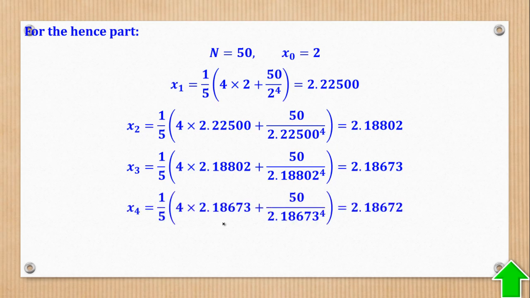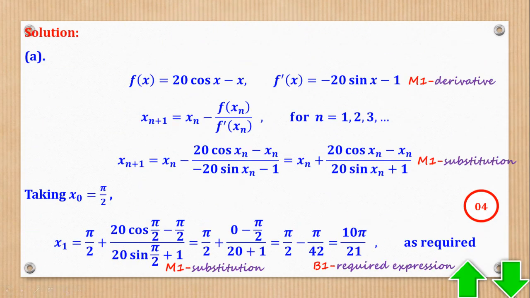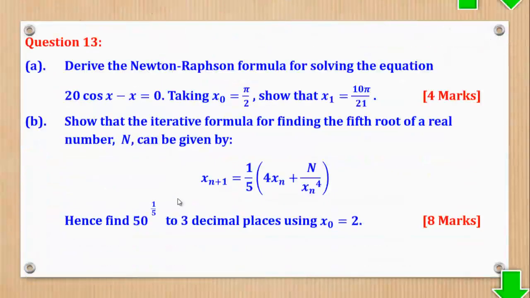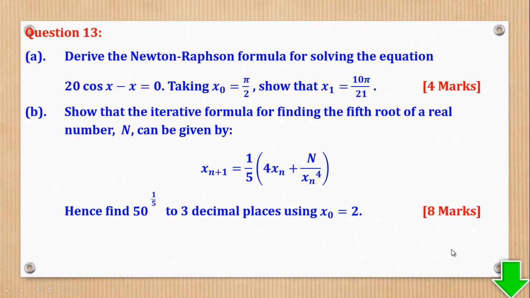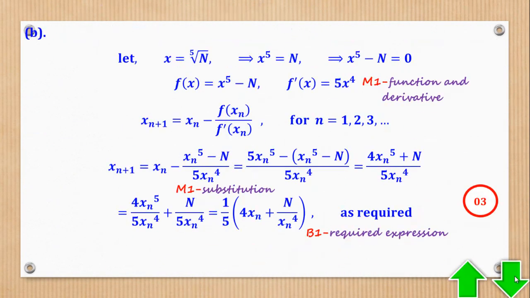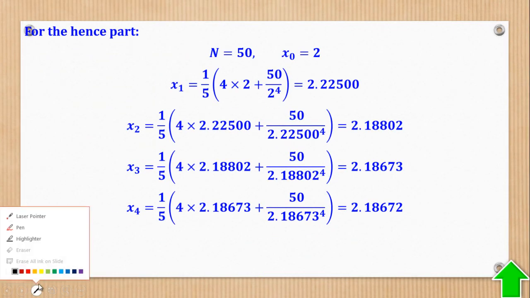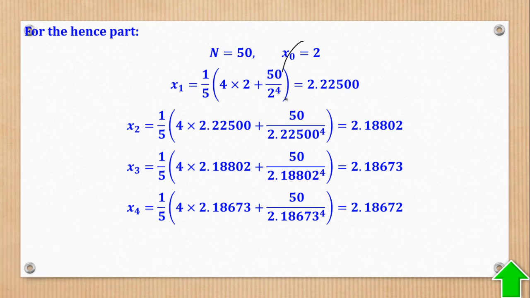Now, how do you know that I should stop here? You keep on rounding. They wanted, let me see the question. The question wanted 3 decimal places. So that means that after every successive value, you compare 3 decimal places. Here it is 2.225 and here it is just 2, so it is not okay.